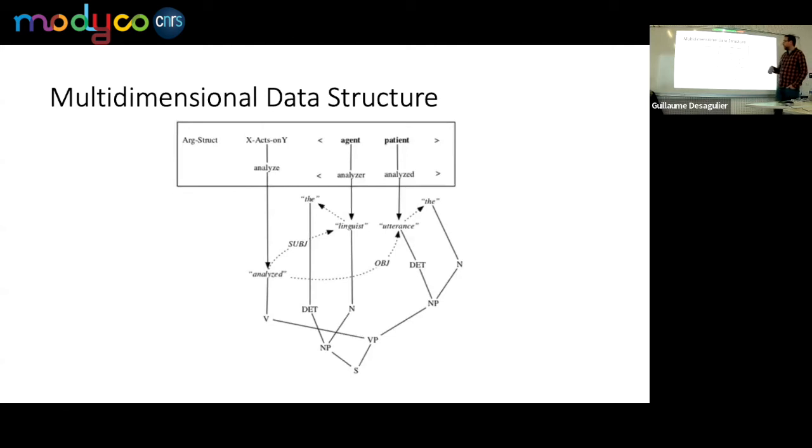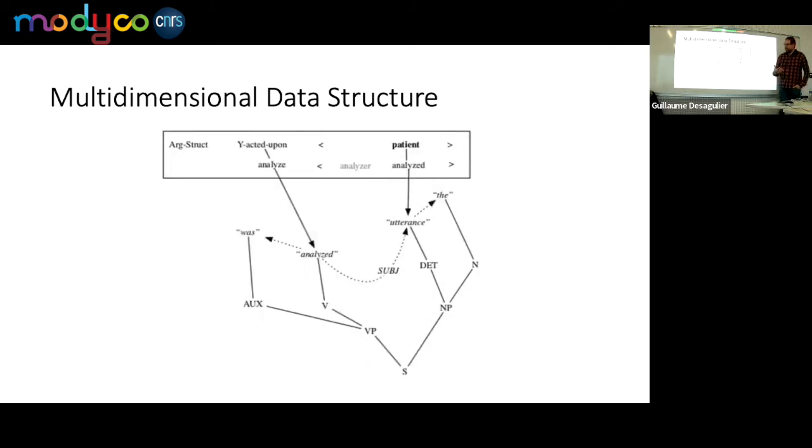So here is just a diagram. If you have a sentence like "the linguist analyzed the utterance", you can have at the same time the phrase structure, the dependency structure, and the argument structure. All of these perspectives can be present in the same sentence, which means that if you have a different utterance type, often you'll have the same constructions that have been implied in building that utterance.